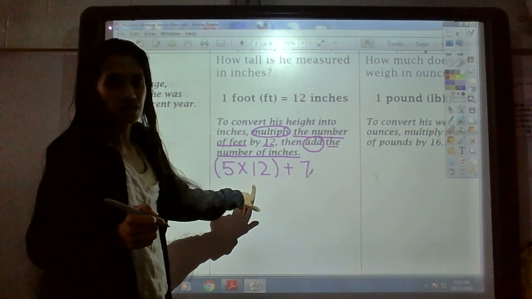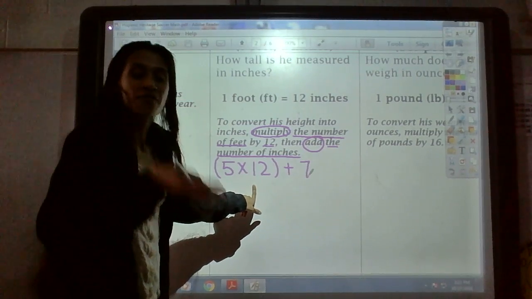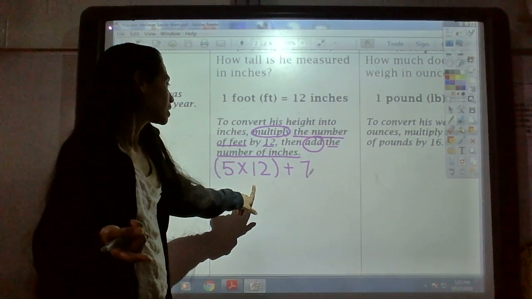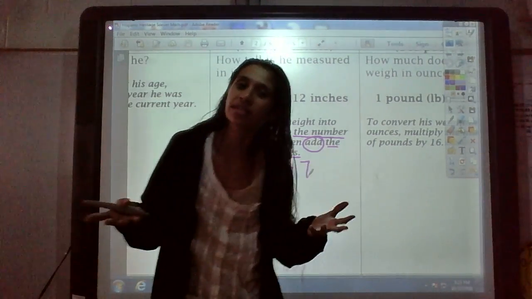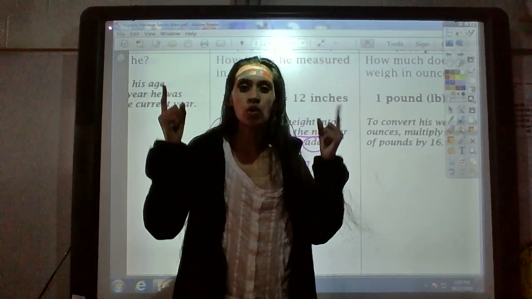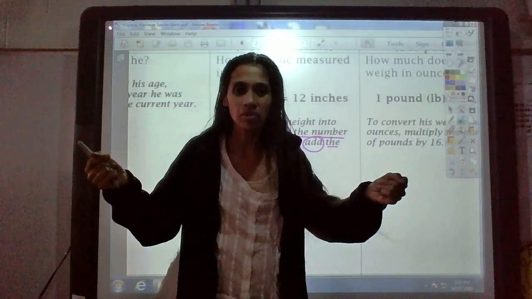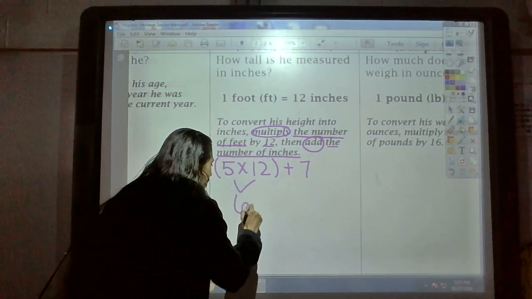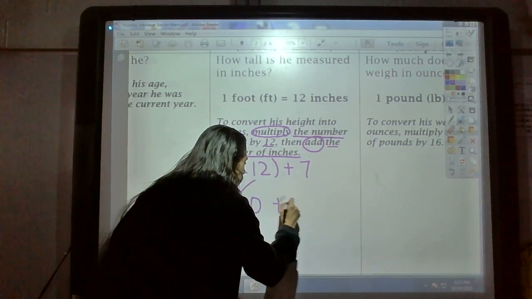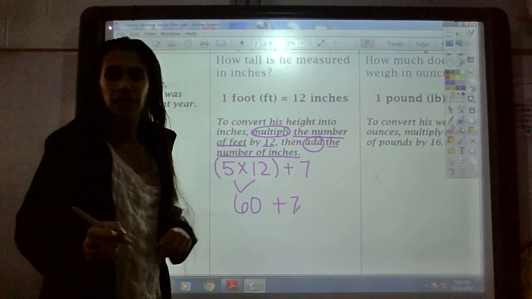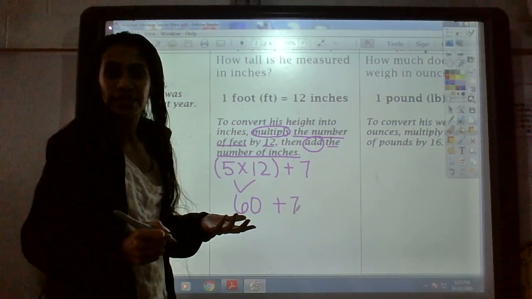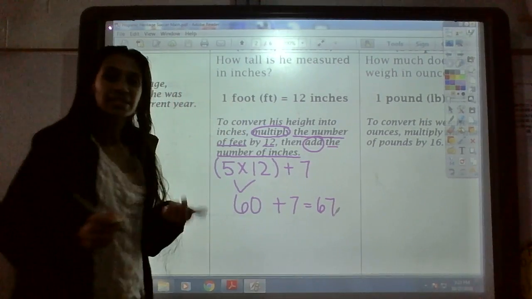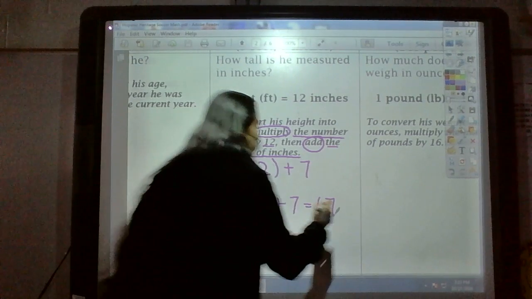What is 5 times 12? You can either skip count by 5, skip count by 12, or you can already know that in your mind. And if not, please practice all your times table facts so you can get quicker and faster, like lightning so fast. So 5 times 12 is 60, and then we add 7. And what is 60 plus 7? 60 plus 7, that's so easy, is 67. 67 what? 67 inches.